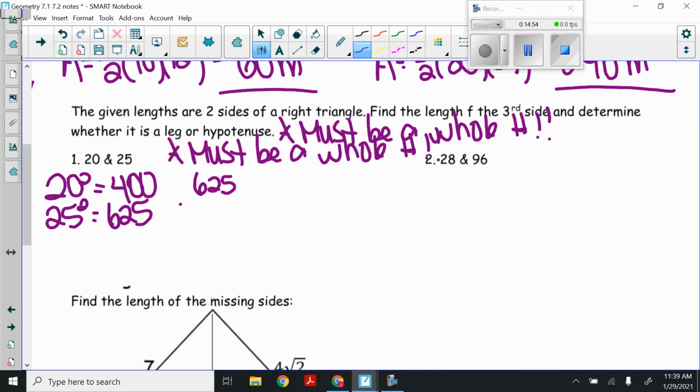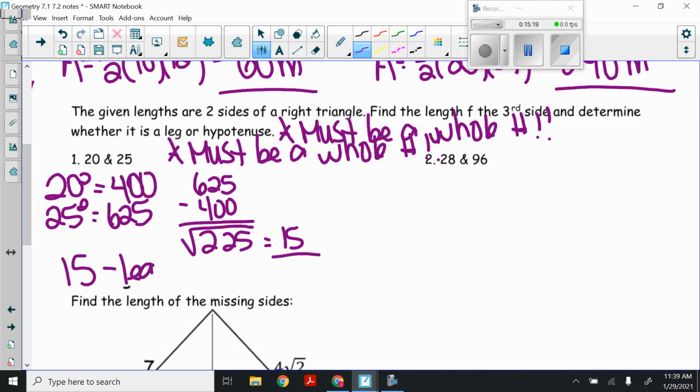So if I did 625 minus 400, I get 225. The square root of 225, is that a perfect square? Yes, that's 15. Okay, so that worked. So I know that the third side's length is 15. Now I just have to determine if it's a leg or hypotenuse. Remember, hypotenuse has to be the longest side. So 20, 25, and 15. 15 is not the biggest, so this is a leg.